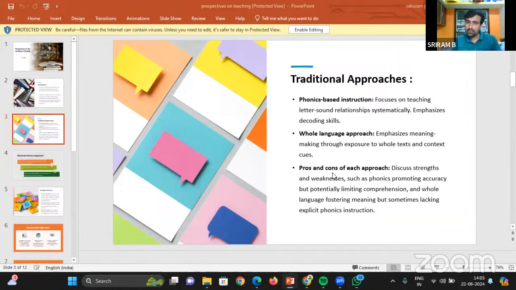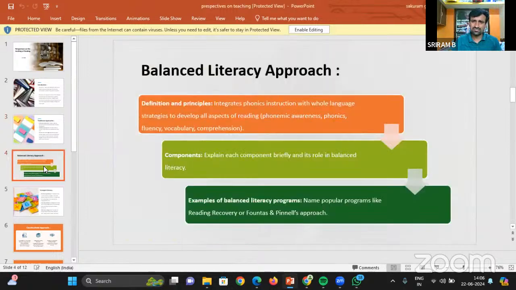These approaches help you strengthen it. You can talk about SWOT analysis also. It improves vocabulary and speaking with correct pronunciation. Potentially limiting comprehension, and whole language fostering meaning. What is fostering here? It strengthens the meaning, but sometimes lacks explicit instruction and all.